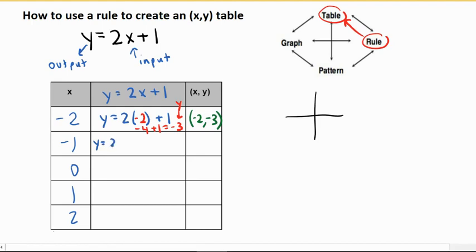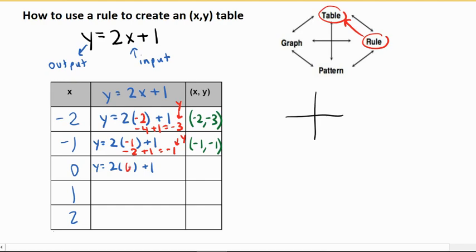Okay, so y equals 2, and again, we're writing the original equation, but we're plugging in the x value for that row. All right, so 2 times -1 is -2, plus 1 is -1. So again, this is our y value. So over here, our point is -1, because that's our x, and then for y, we got -1 as well. And we're just going to keep doing that down the list.